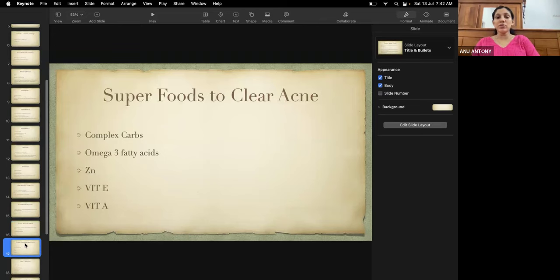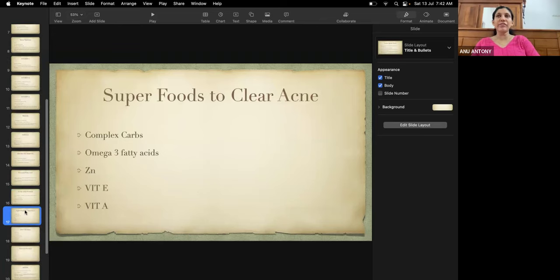Now, coming to superfoods which clear acne. If you are getting a client who's having active acne, you should see that in their diet there are complex carbs. Complex carbs are nothing but the pure leafy vegetables, whole grain rice, whole grain wheat, and fruit. So here, don't go for any fruit juice. Go for fruit.